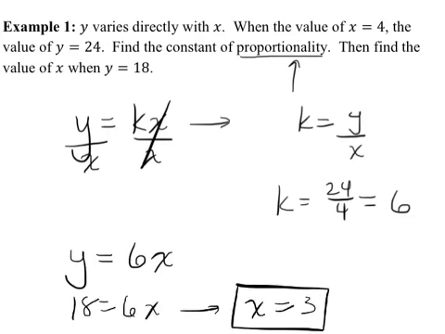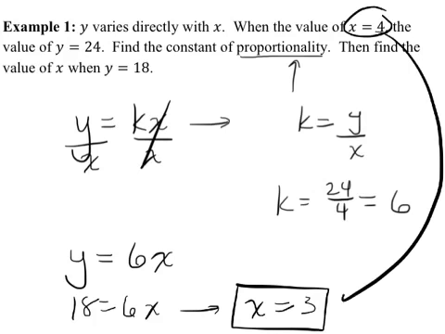We'll notice that x went from 4 to 3. Why did it decrease? Well, y went from 24 to 18. And notice, 24 over 18 is 4/3. There's the proportion set up. This goes by a factor of 4 to 3. This is also a factor of 4 to 3.